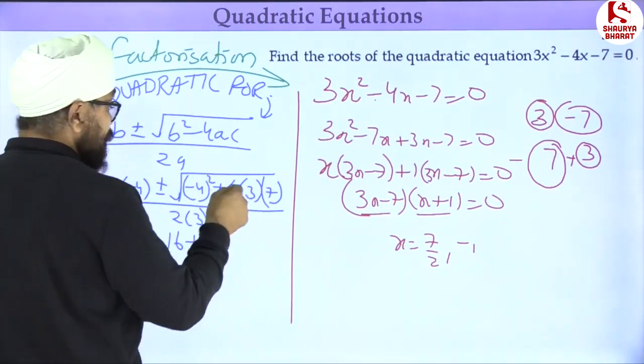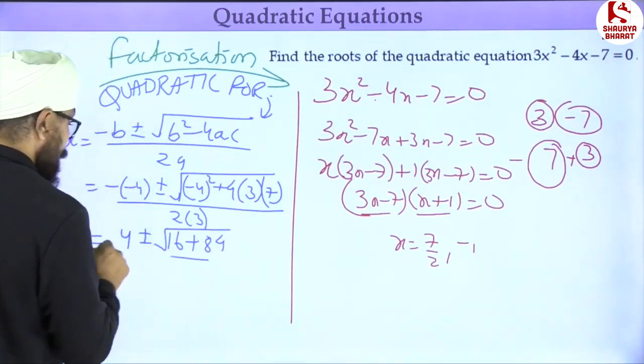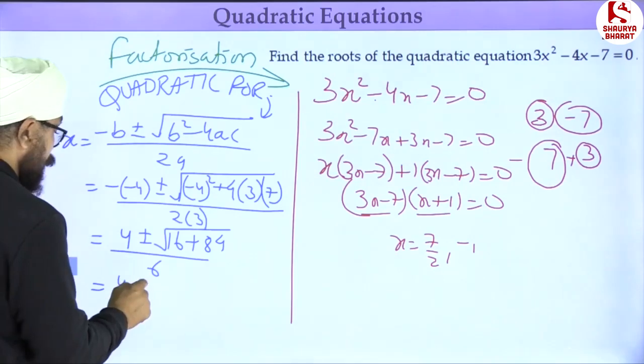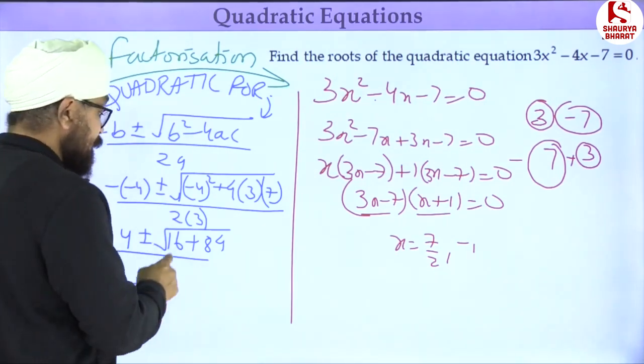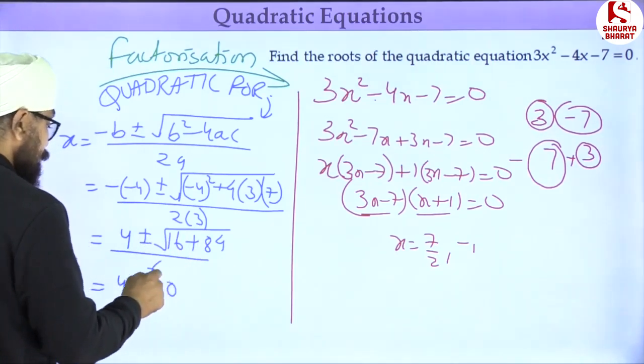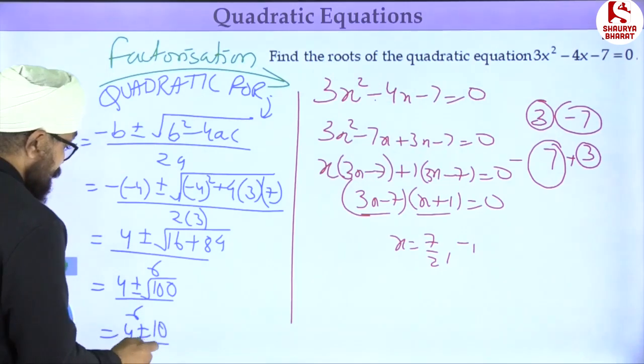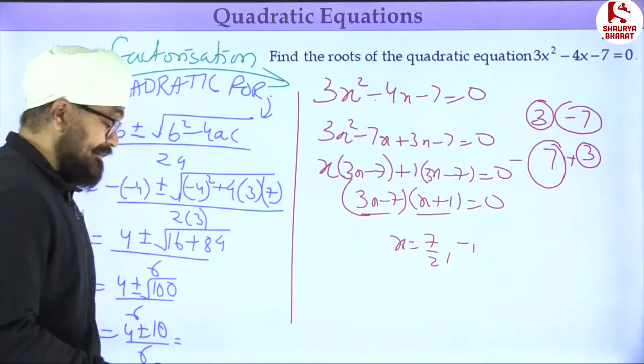and this 7 times 3 is 21, 21 and 4, we are having 84 divided by 6. So we are getting 4 plus or minus root of 100, this portion is 100, and root 100 is 10, upon 6, which will give you 4 plus or minus 10 divided by 6. So we are going to add them.